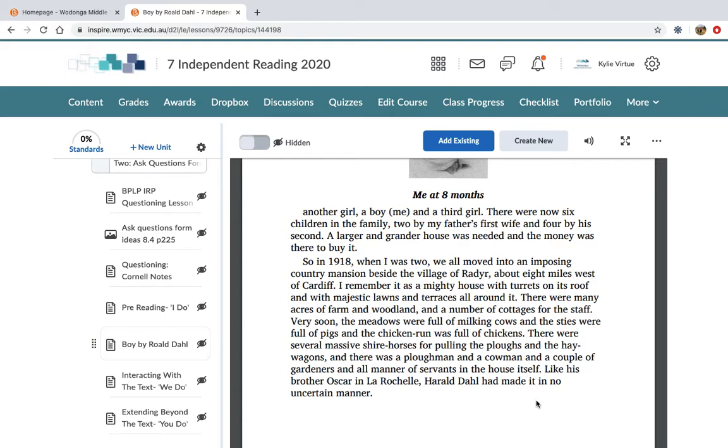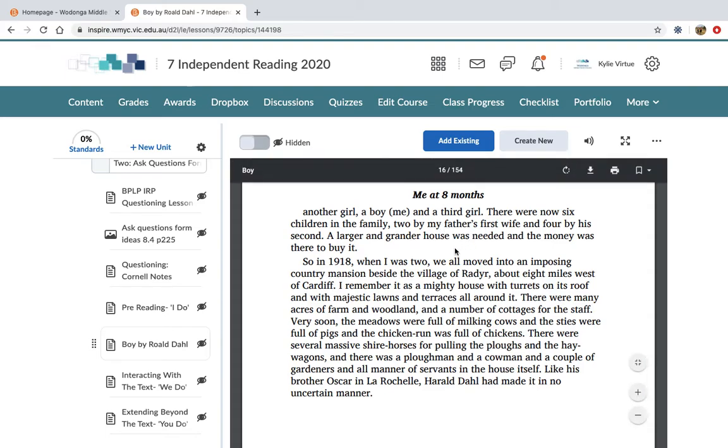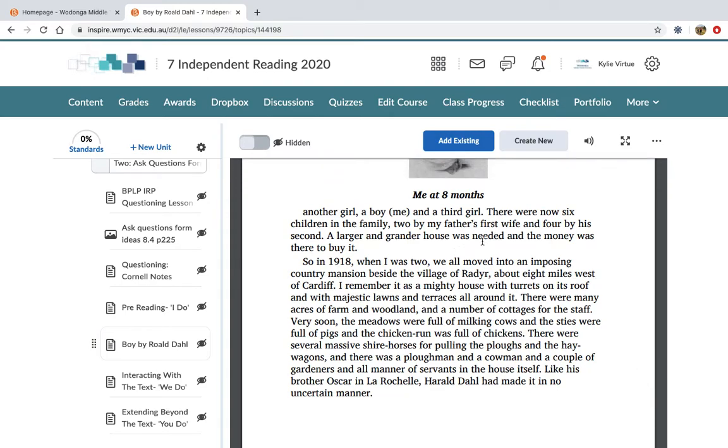Okay, so questions I've got, because I would have to go back and read maybe about what's happened before this, but I'm wondering what happened to the first wife. I'm wondering, there are 6 children in the family. Did they have staff to help, or did the second wife look after all of the children by herself?